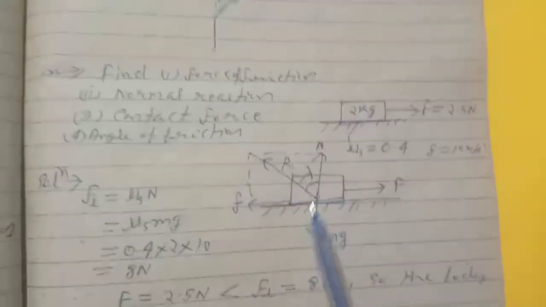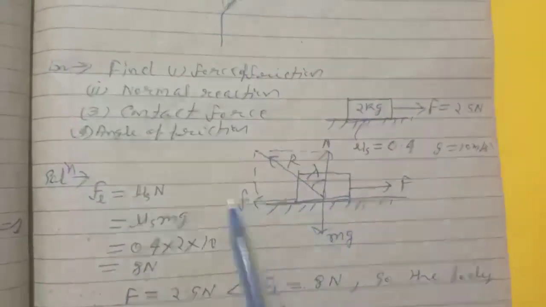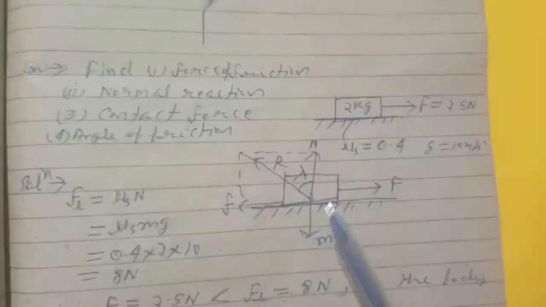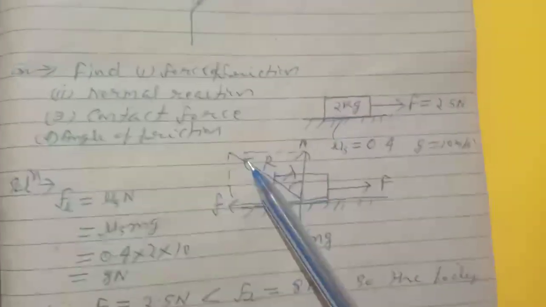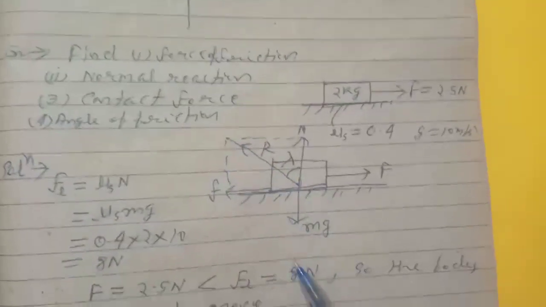So draw the free body diagram. First, the applied force will be in this direction, normal will be in this direction, weight of the body will be in this direction, force of friction will be in this direction, and contact force, that is the resultant of normal and friction force, will be in this direction.